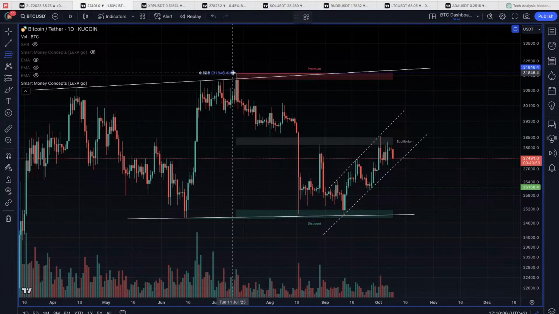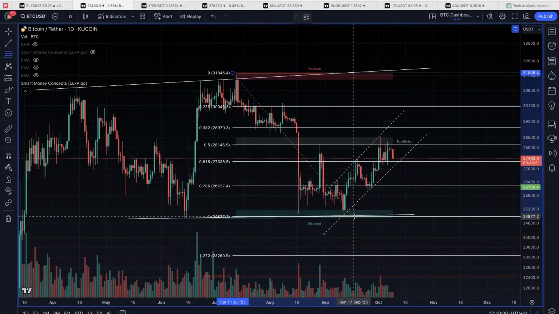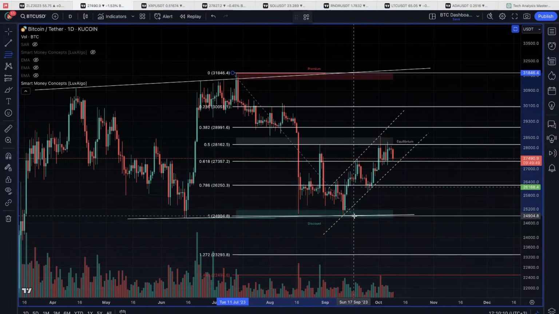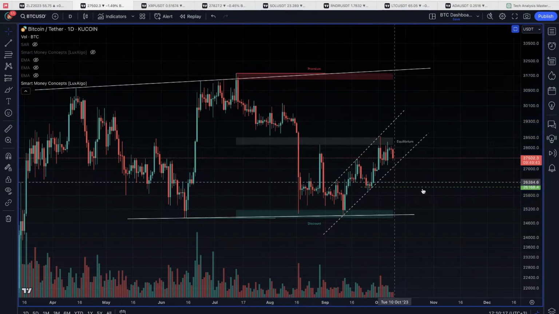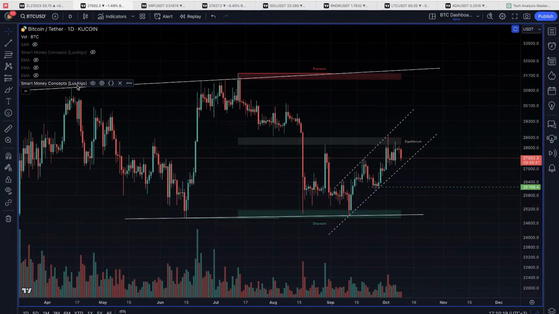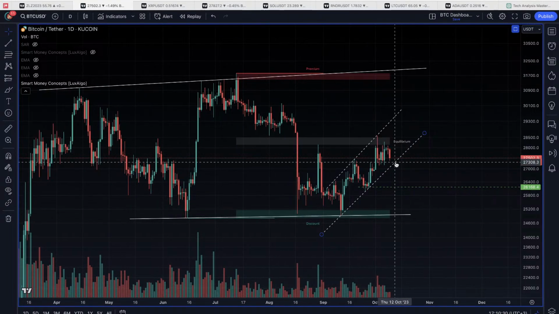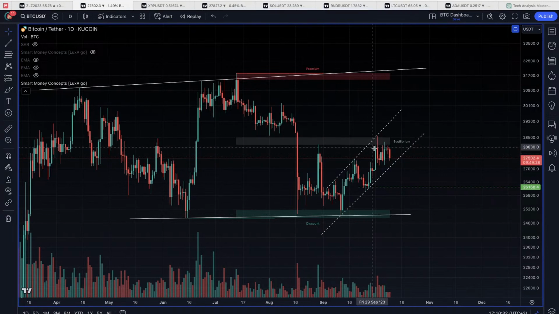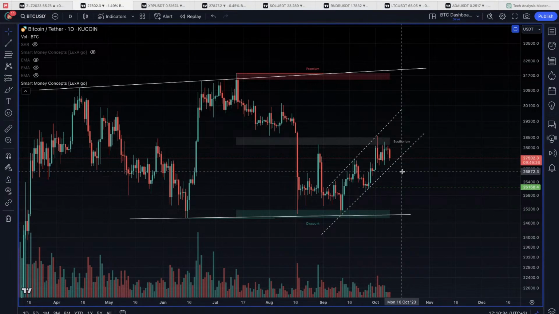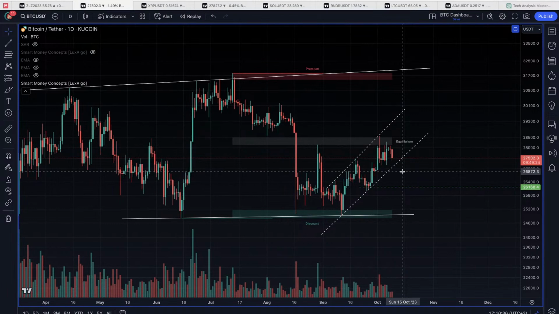Another way of calculating that is to use a Fibonacci, and we can see that the equilibrium is right around the 0.5 of that swing, right? All right, so basically the concept is the equilibrium is the fair market value of the asset within this particular swing. So all we're seeing here in this swing is that Bitcoin is approaching its fair market value and getting rejected there, okay?